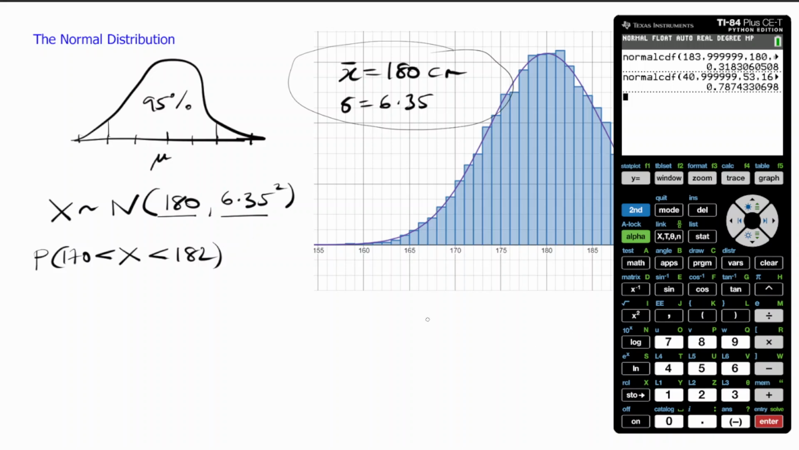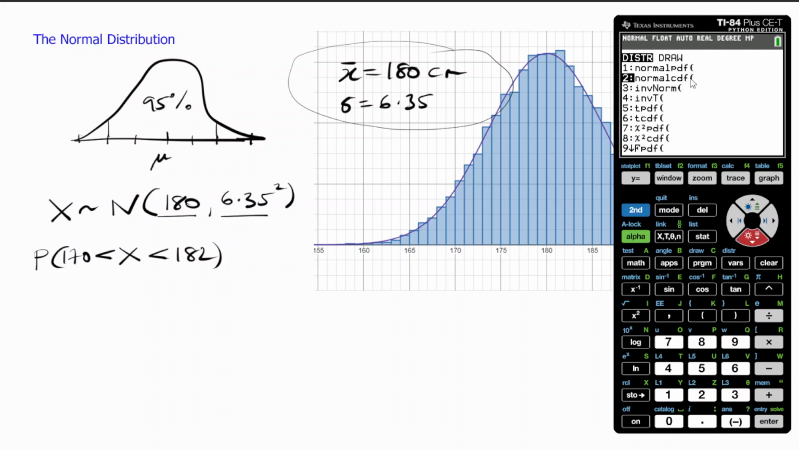So on the calculator, the way to do it is you go to second distribution and go to normal CDF. We only ever need normal CDF. Okay, don't worry about normal PDF, that's just for drawings and stuff. So enter. It always wants a lower number and an upper number. Okay, so this is just, between what 2 numbers do you want to work out the probability of. So here we have it 170 and 182, so we just type in those 2 numbers. Lower is 170 and the upper is 182, and we're looking for the probability between those.